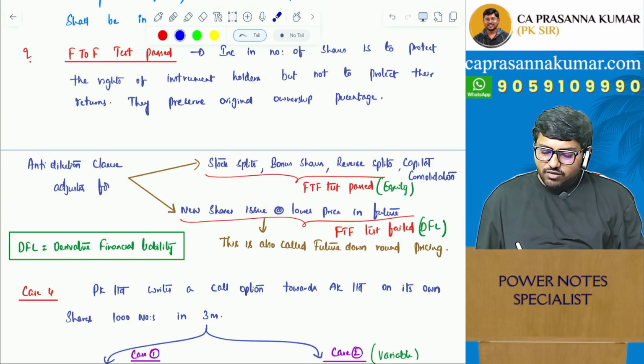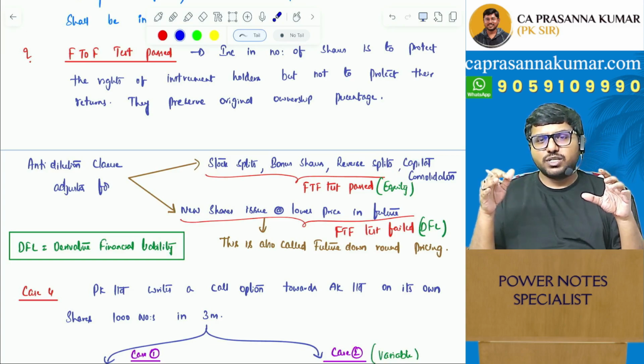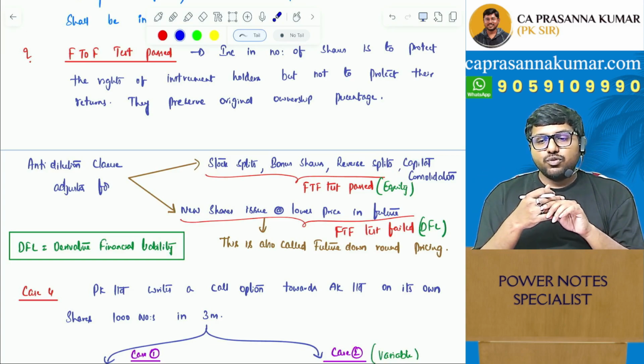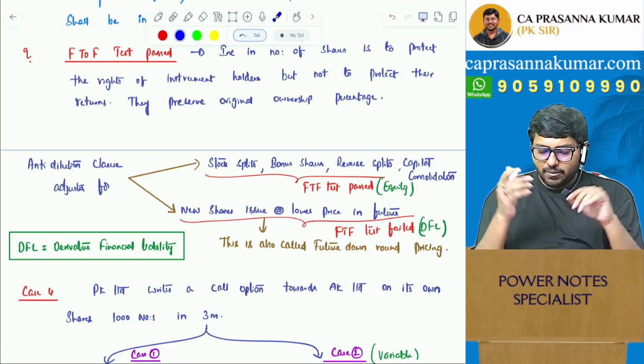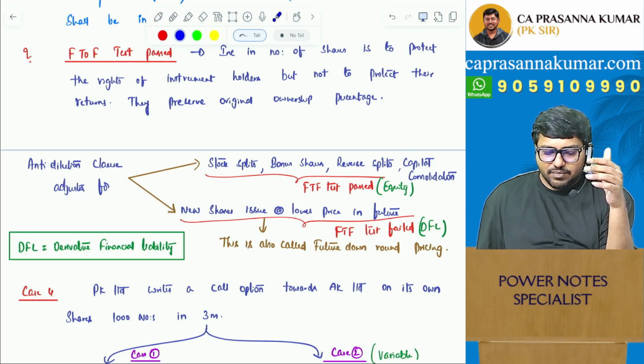We call it future down round pricing. There is a technical name for that, because this could be used while framing a question, and it is used in the industry. That's the reason I've written it here. What is the word? Future down round pricing, where in the gap here, the gap is 3 years.